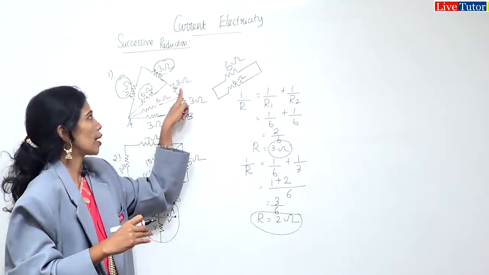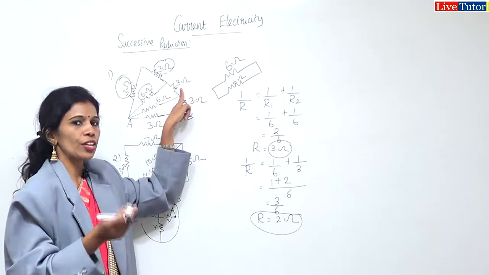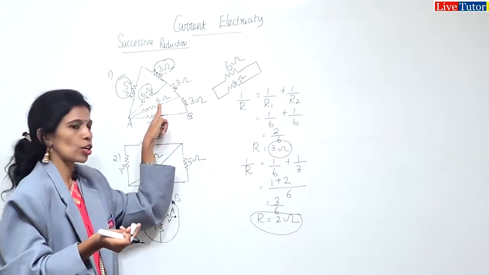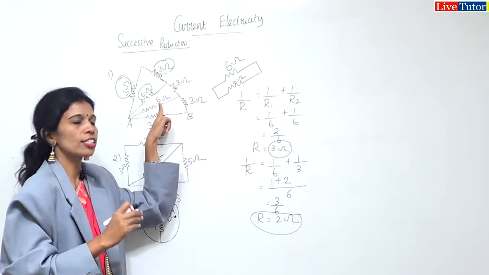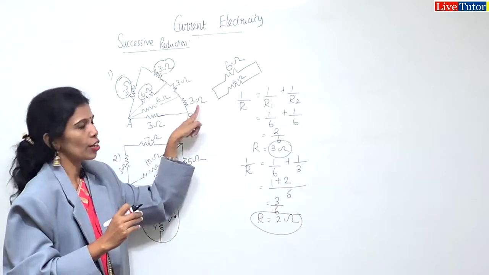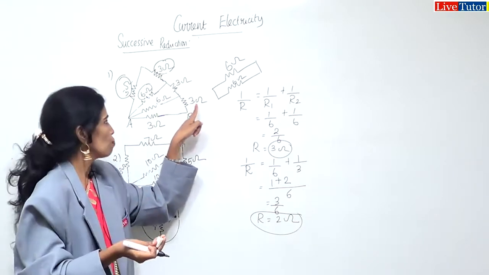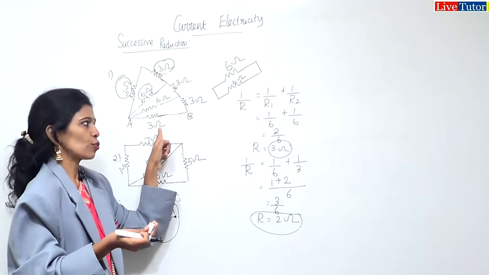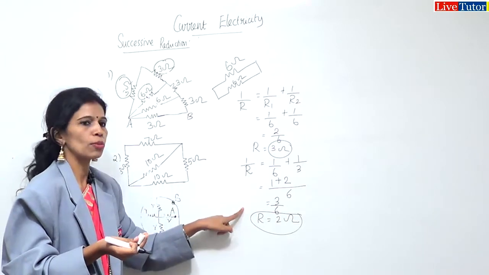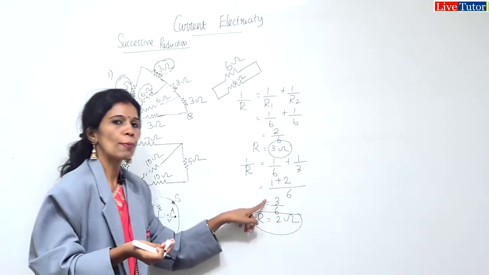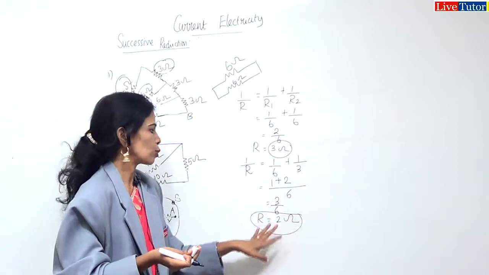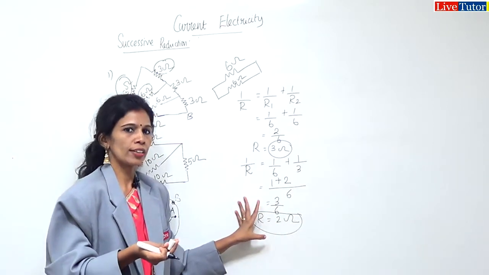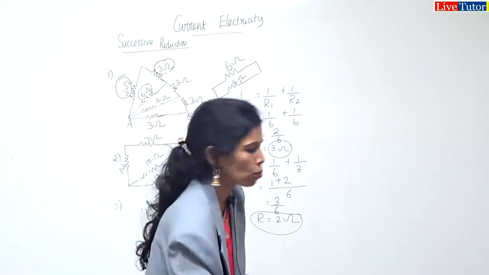3 and 3 are again in series. 3 plus 3 equal to 6. 6 and 6 are in parallel. So the answer is 3 ohm. 3 and 3 are in series. So 6 ohm. 6 and 3 ohm. So this we have to solve by using the formula 1 by R equal to 1 by R1 plus 1 by R2. So the solution is 2 ohm. Is it clear now? Shall we do the next problem now?